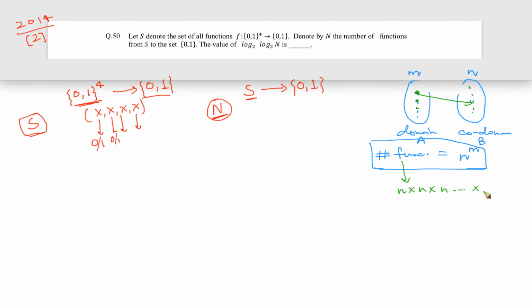So it will be n into n into n, how many times? For each element, so these are basically m times. There are m elements, so there are m times we are doing this product, and this is essentially n raised to the power m, which I wrote here, right? So this is how this n raised to the power m comes. So using this formula, you can understand.